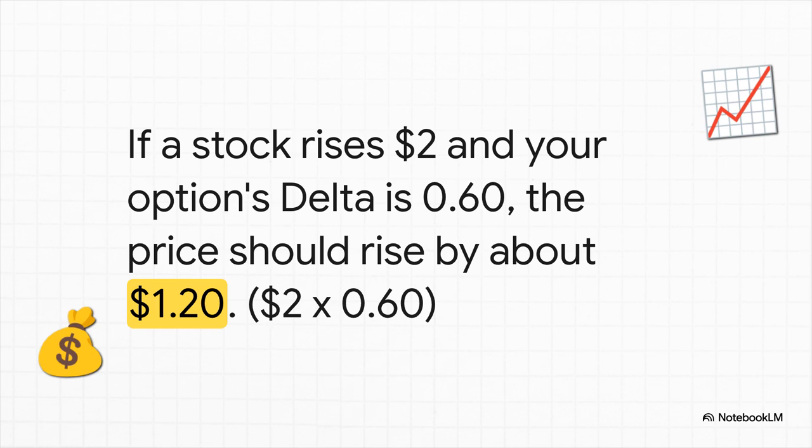Let's make this super real with some quick math. Let's say you own a call with a delta of 0.60. The underlying stock suddenly jumps $2. All you have to do is multiply that $2 move by your delta of 0.60, and you can expect your option's price to go up by about $1.20. It's that simple calculation that lets you anticipate what's coming.